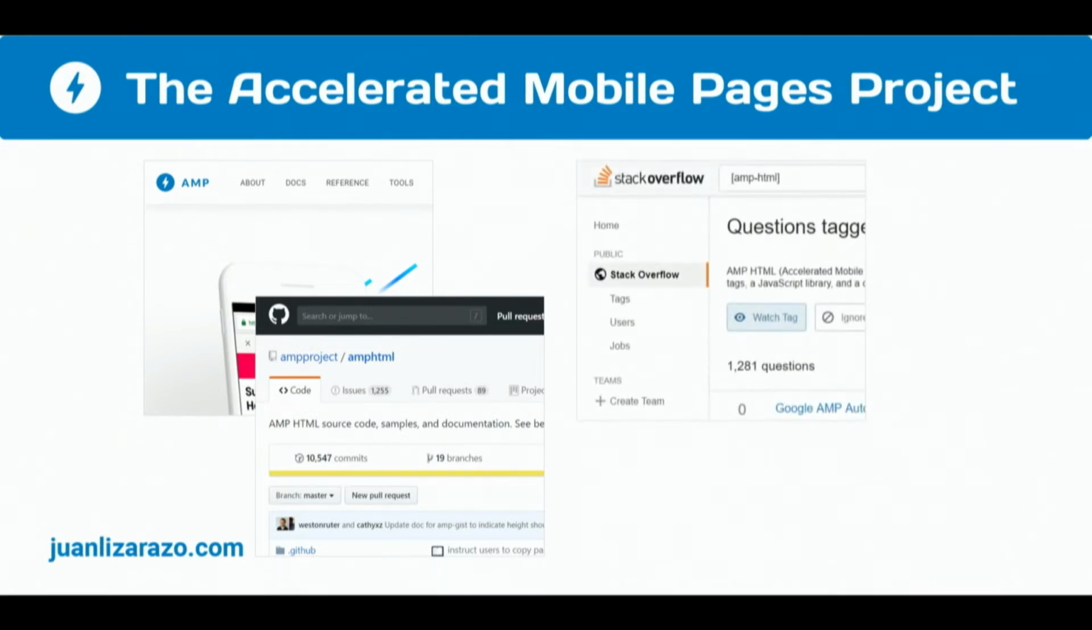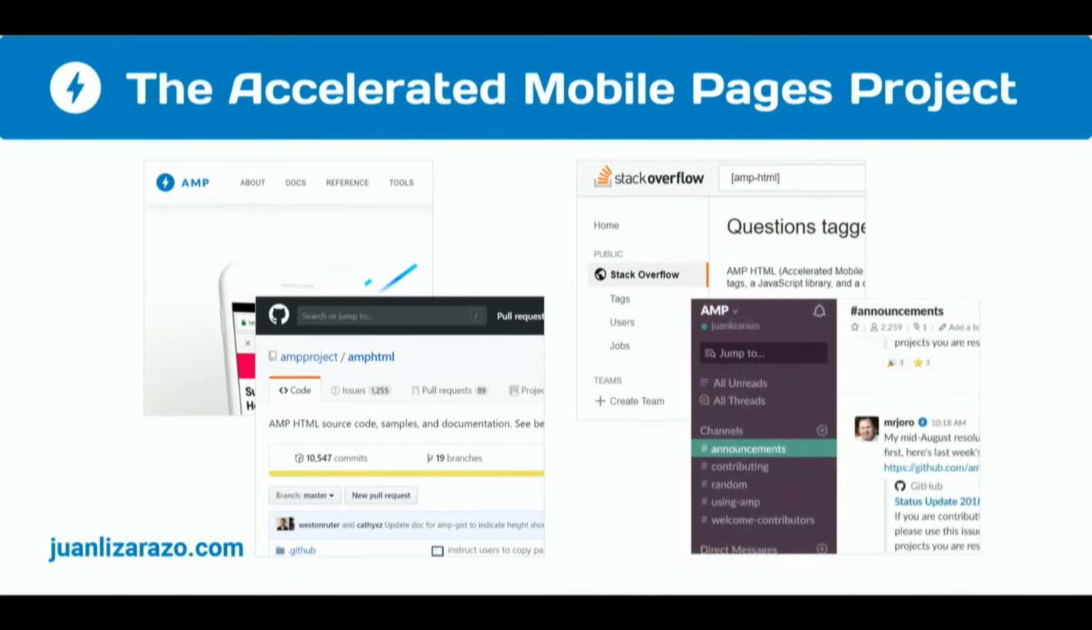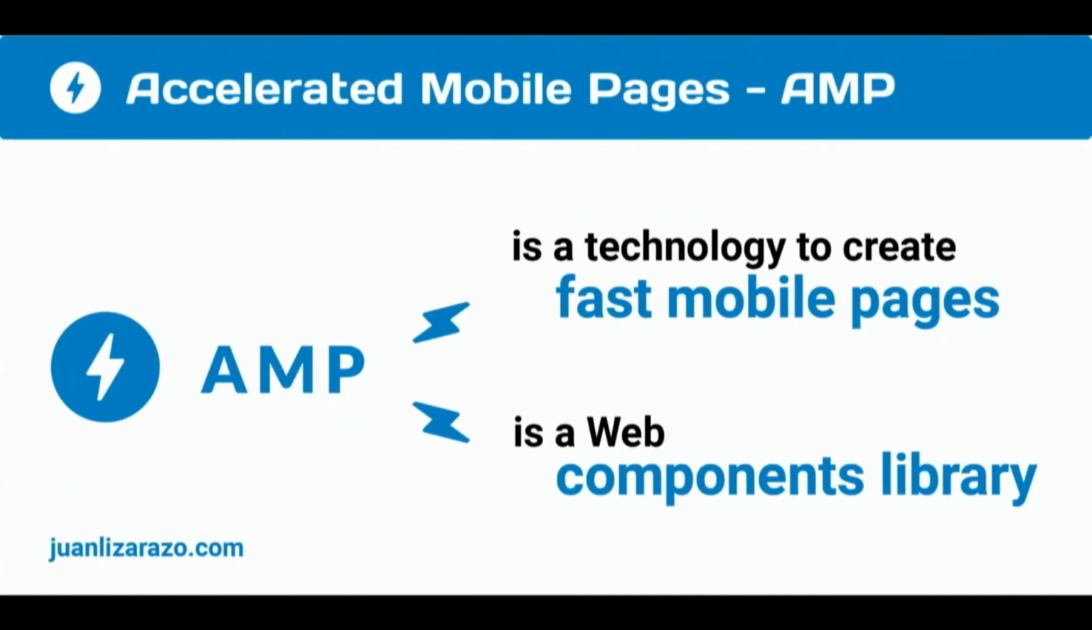We have also the Stack Overflow community in case you have issues or questions, you can always ask there. And my favorite one is the AMP Slack channel. You can always get help there if you're using the project or if you're contributing and you have some questions about the source code.